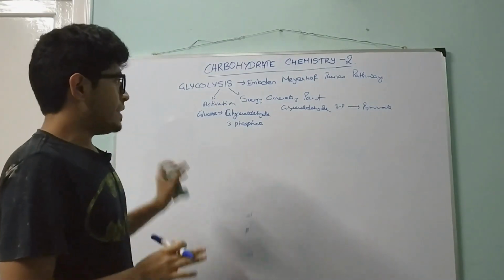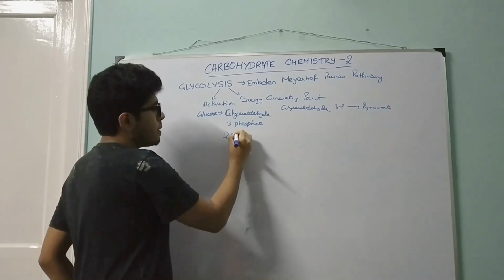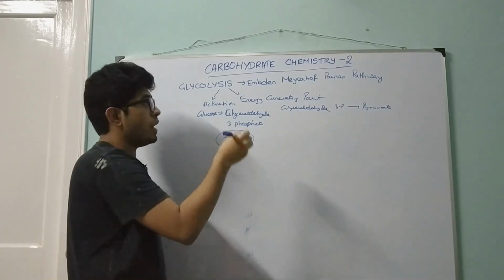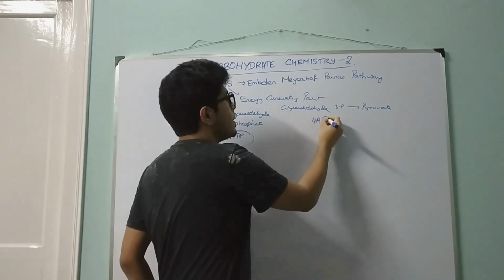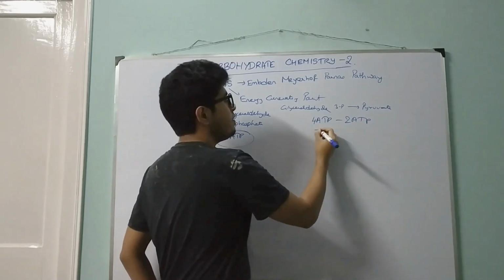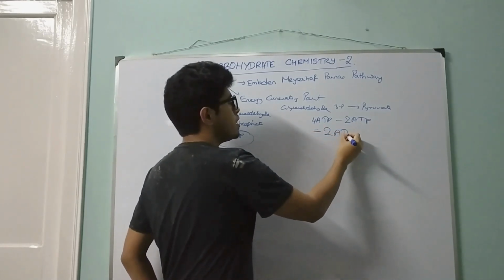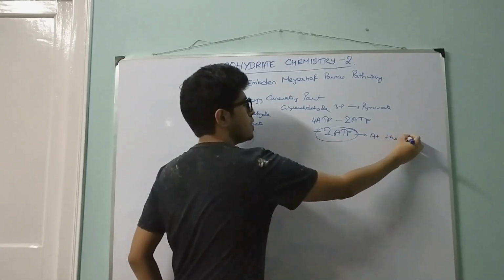It comprises about 10 steps. For the activation path, we require 2 ATP molecules. Whereas in the generating path, we get 4 ATP, but as 2 molecules are already used up, we actually gain 2 ATP molecules at the end of the pathway.